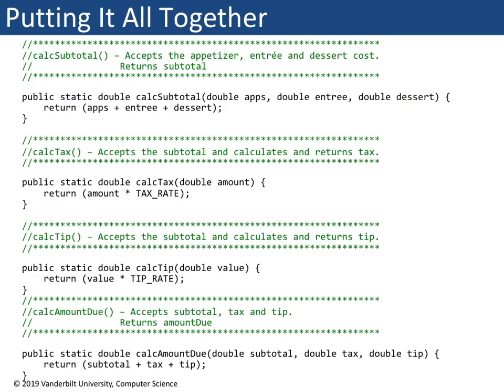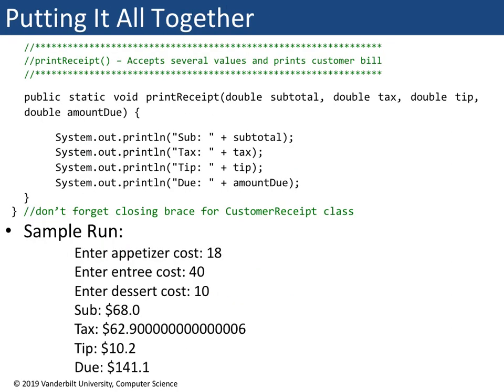Here we have the methods which under the hood are calculating the subtotal, the tax, the tip, and the amount due. We have talked about methods and the execution of methods at length at this point. If you need to go over this again, look at each of these closely. Make sure you understand exactly what is happening with any of the parameters that are being passed and how the values are returned. And finally, we have our print receipt method, which is actually going to print to the user console the subtotal, tax, tip, and amount due.